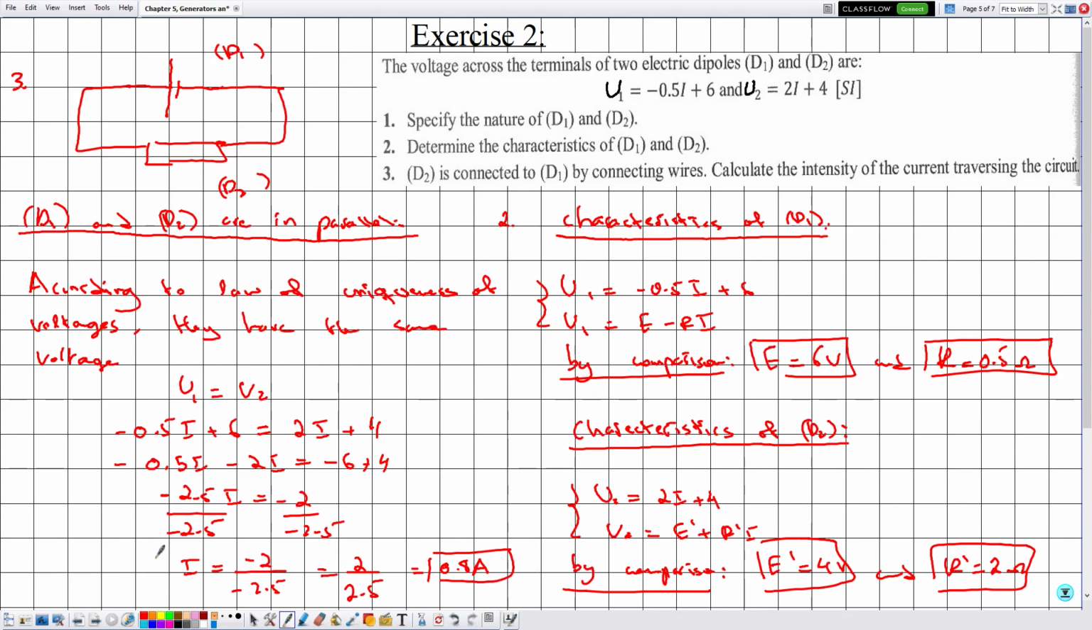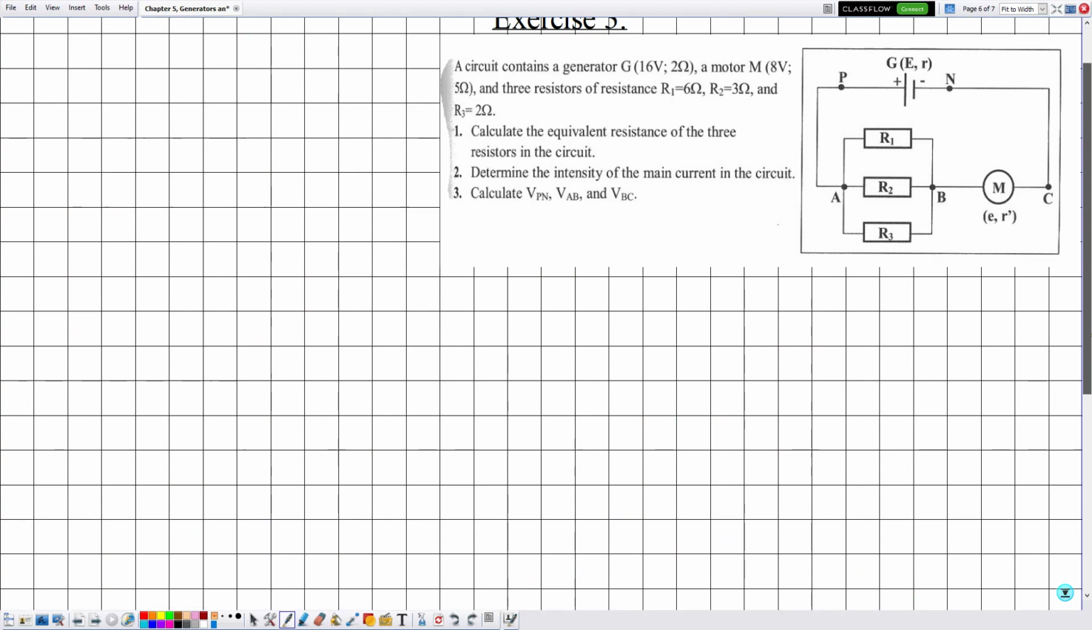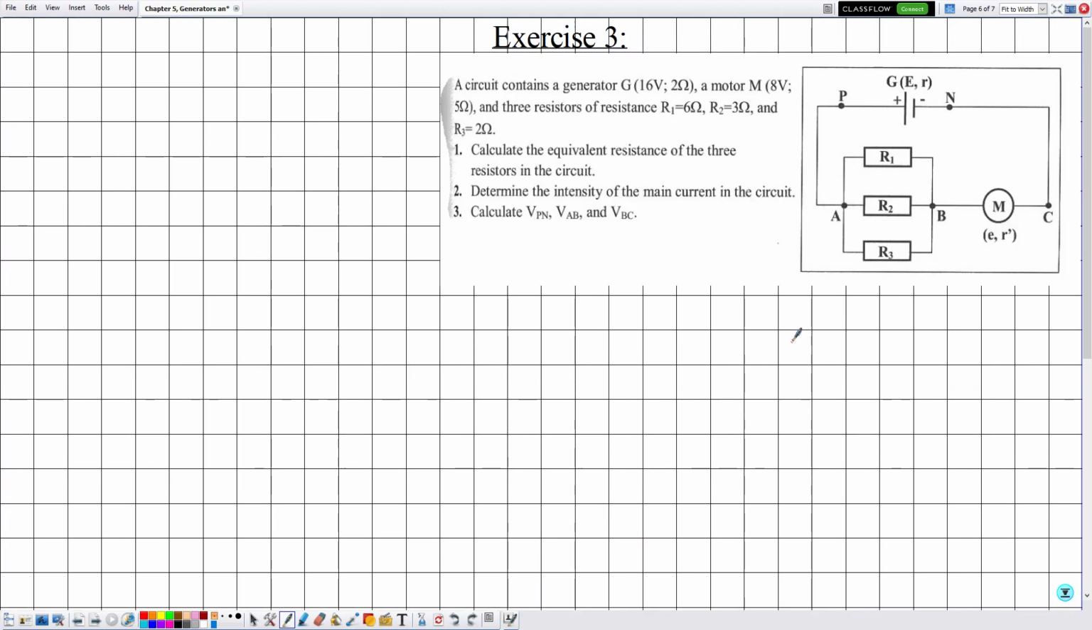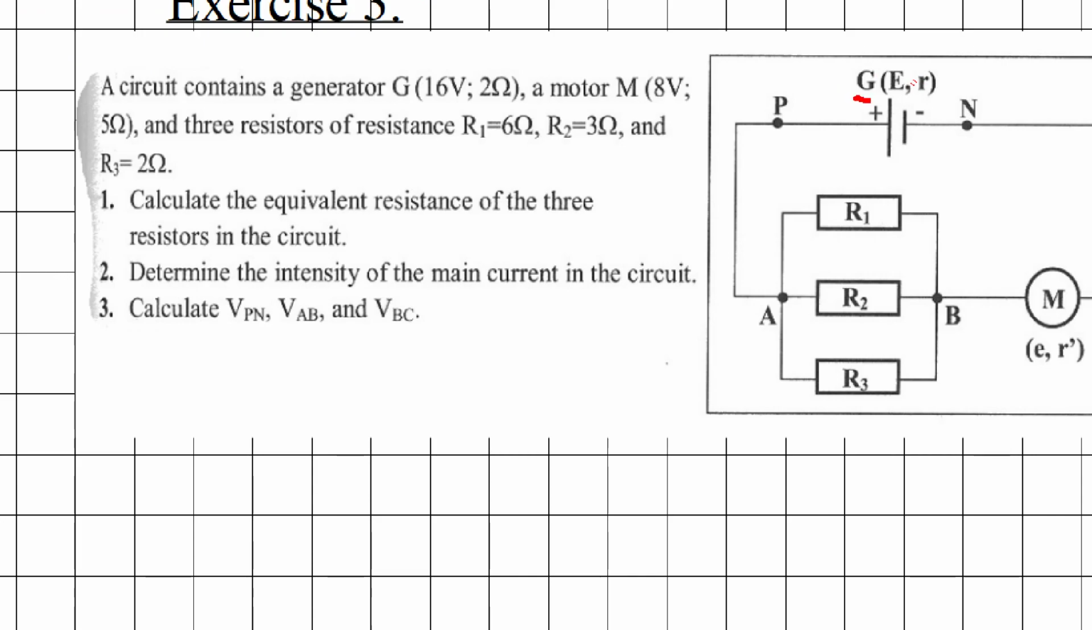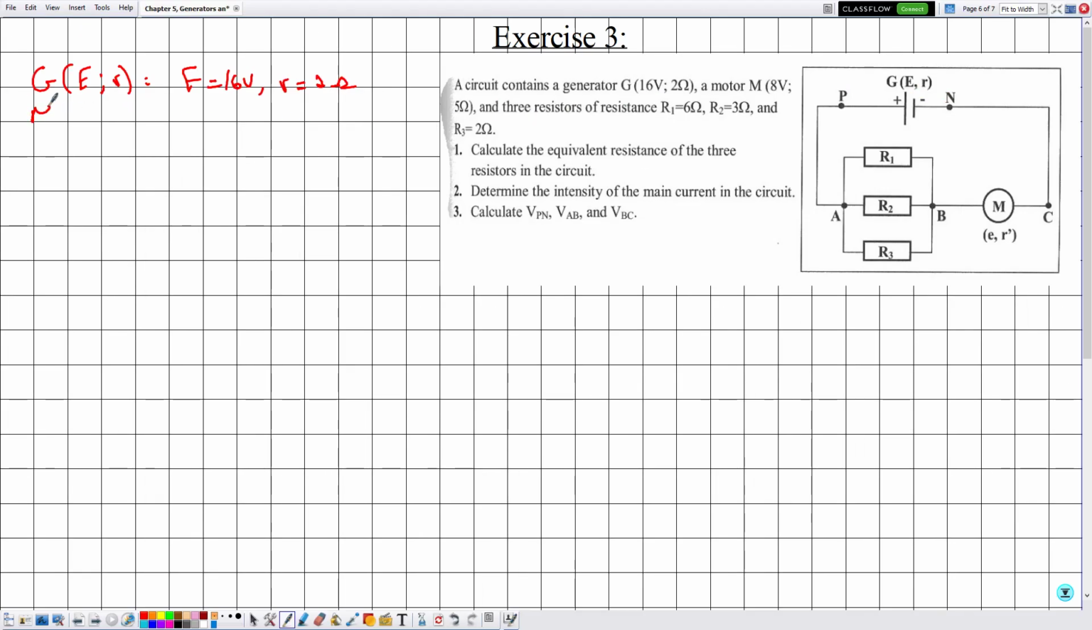So this is it for exercise number 2. Now let's move on to exercise number 3. So here we'll follow the same procedure. Now they are telling us a circuit contains a generator G 16 volts 2 ohms, a motor M 8 volts 5 ohms. So let me write them here. The generator G, which is given by E, R, we have that E is equal to 16 volts and R is equal to 2 ohms. So here what I have done is I have directly identified the values of E and R by comparing this with that. Now the same for the motor.